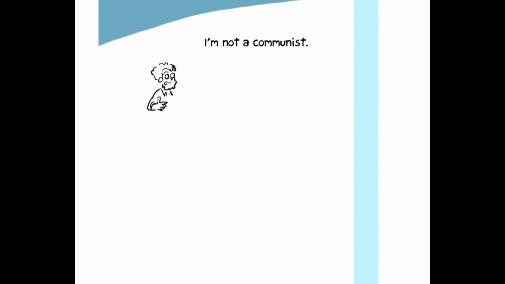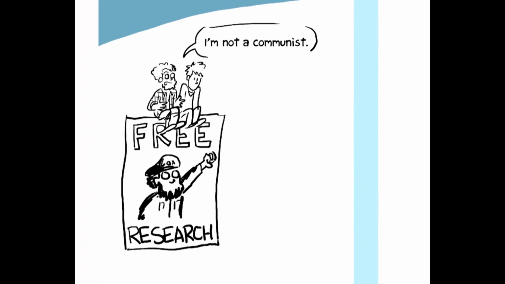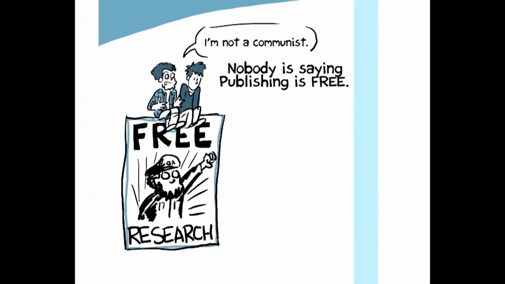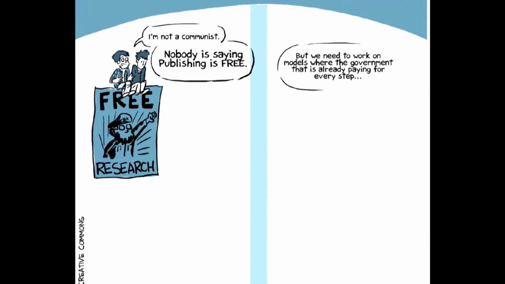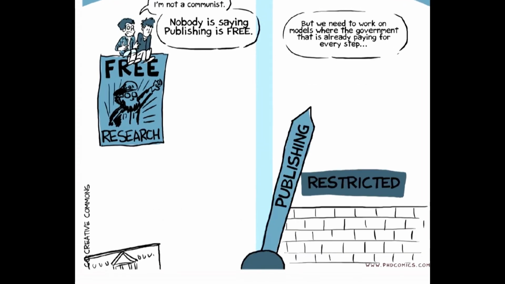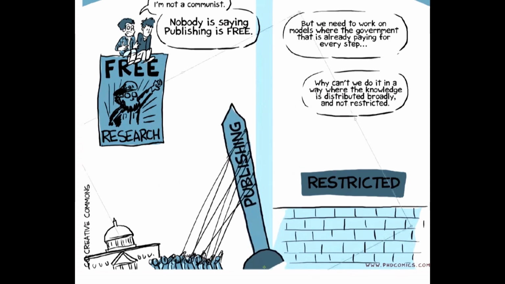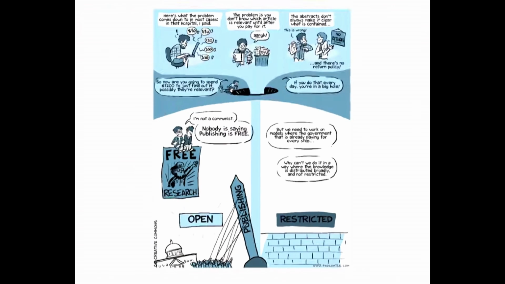I'm not some communist saying everything should be free, and I don't not believe in corporations. Nobody is saying that publishing is free. What people are saying is that we need to work on models where the government that is already paying for the research, and is then paying for the subscriptions, and is then paying for the indirect costs for the libraries. In the end, taxpayers and the government are paying for this. So why can't we do it in a way where the knowledge is distributed broadly as opposed to restricted?